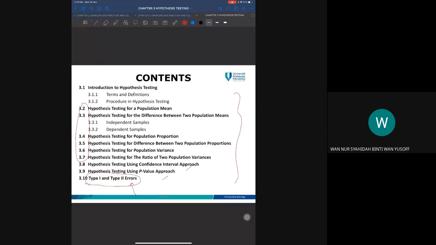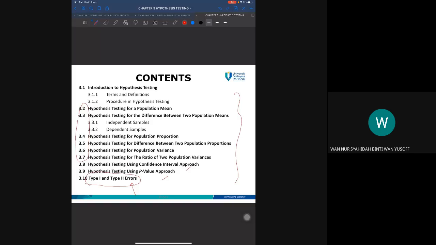So 3.1 is basically the terms and definitions that you have to know: what is a statistical hypothesis, the types of hypothesis, the types of test of your statistical hypothesis, what is a test statistic, what is the rejection region, acceptance region, critical value, significance level. All those things you have to know.